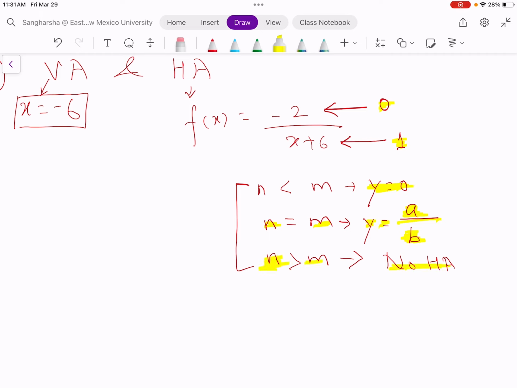Yes. Is that the same thing as undefined, or do we have to put no horizontal? We do have an asymptote, but not a horizontal asymptote. Like, there is a slant asymptote. That's what we skipped in our last lecture class.